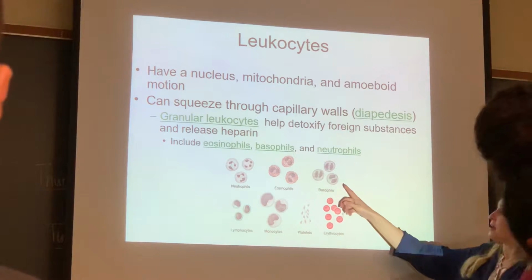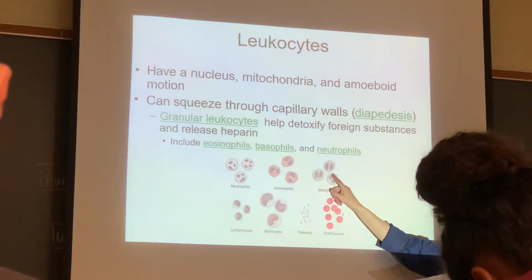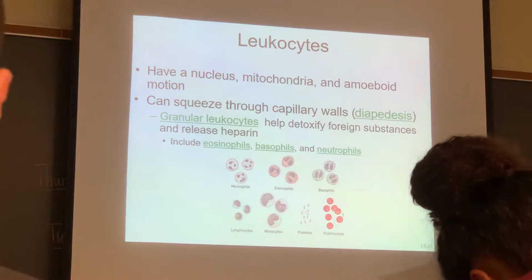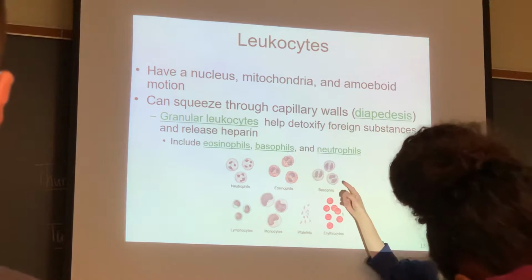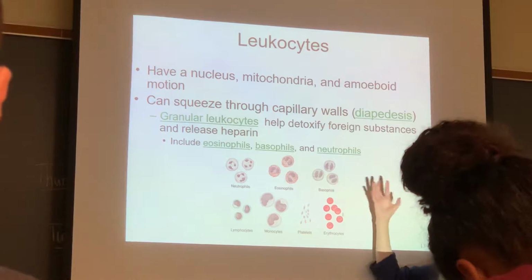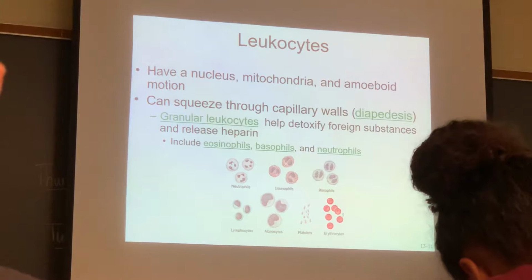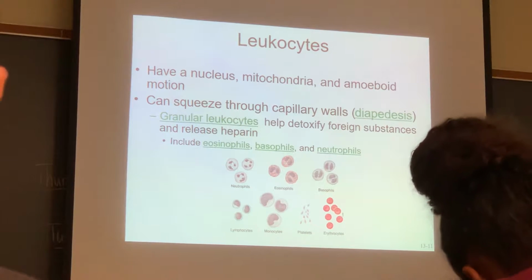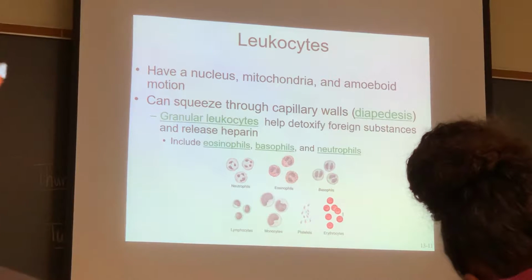Basophils, the third type, are going to have granules that are attracted to the basic dyes, which make not just the nucleus dark blue, but also the entire cell dark blue. Basophils are the least abundant white blood cell.